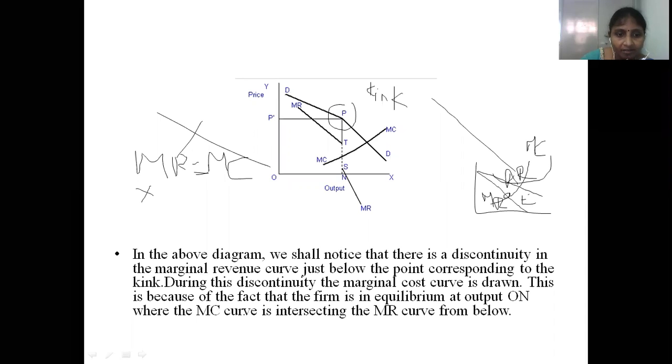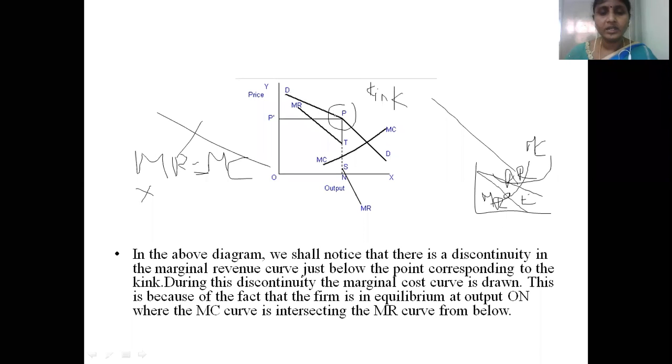So here, the MC curve is intersecting the MR curve from below. So your MC curve is cutting your MR curve from below, but it is not giving that equilibrium where MR is equal to MC. This case is not going to exist in this oligopoly market. That is the thing I am going to explain here.